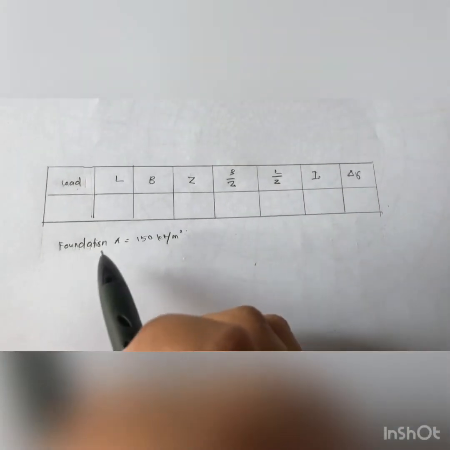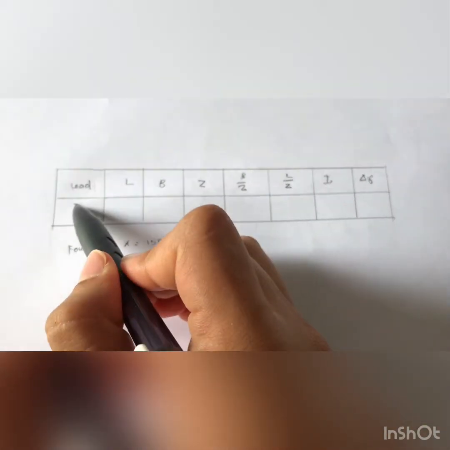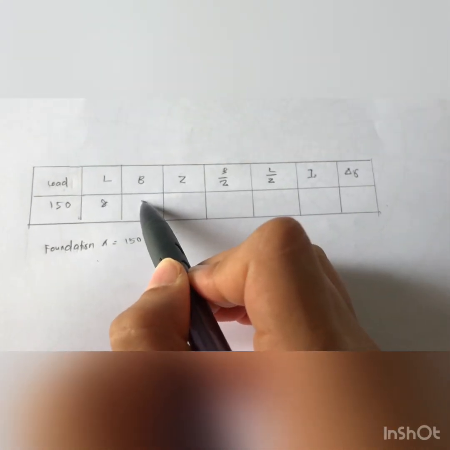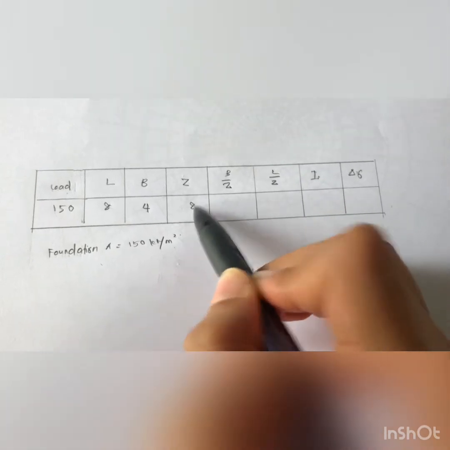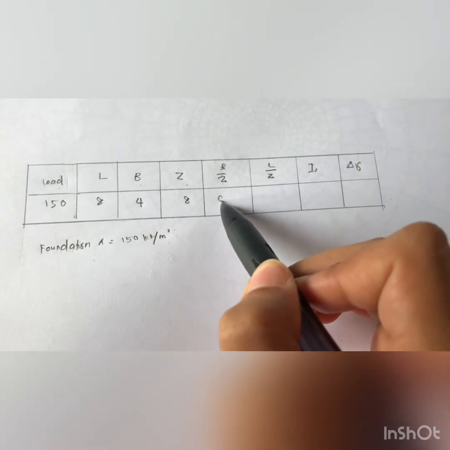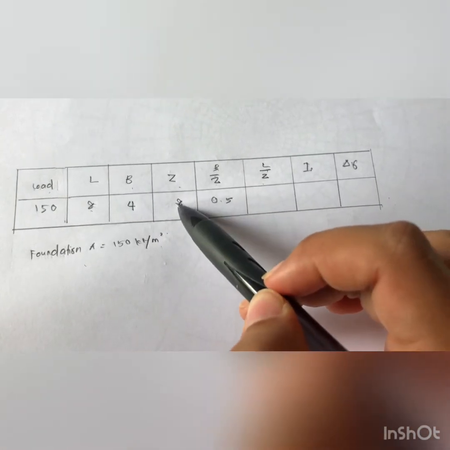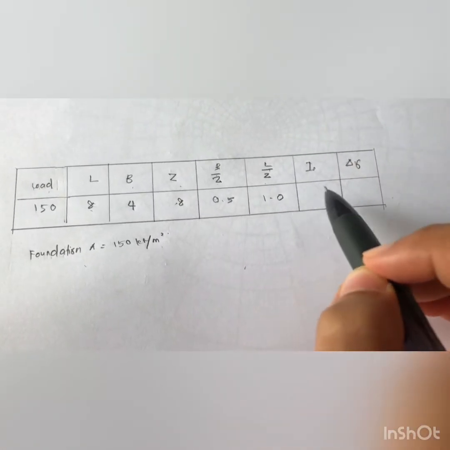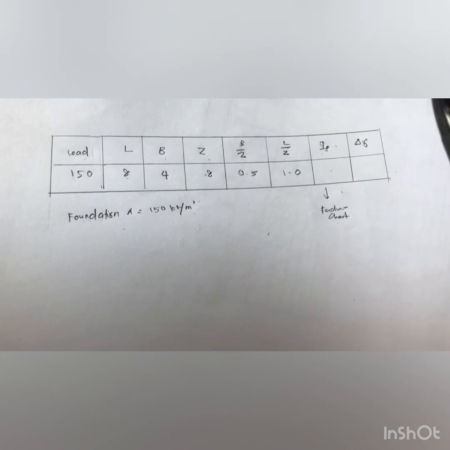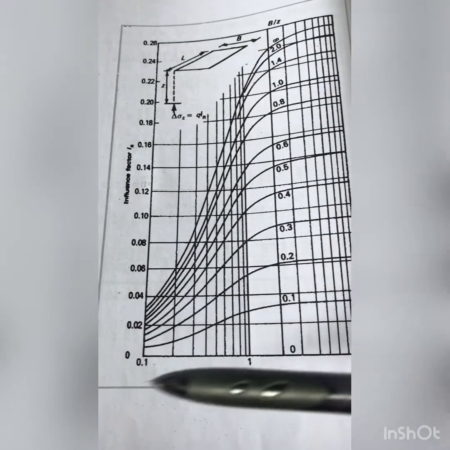For foundation A, the load is 150 kilonewton per meter square, so we write it in this. L is 8, B is 4, Z is 8. So B over Z, we get 0.5, and L over Z, 8 divided by 8, so we get 1.0. And for the influence factor, we get it from the Fadum chart because the question is one using the Fadum chart. Okay, this is our Fadum chart.